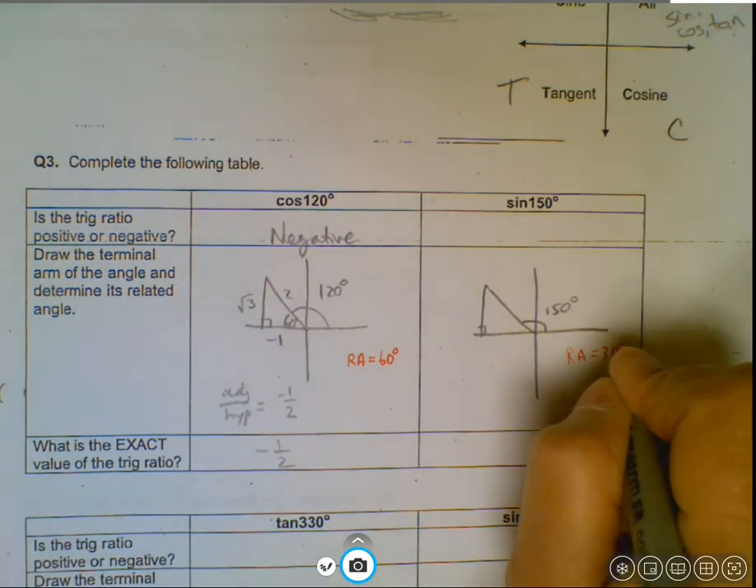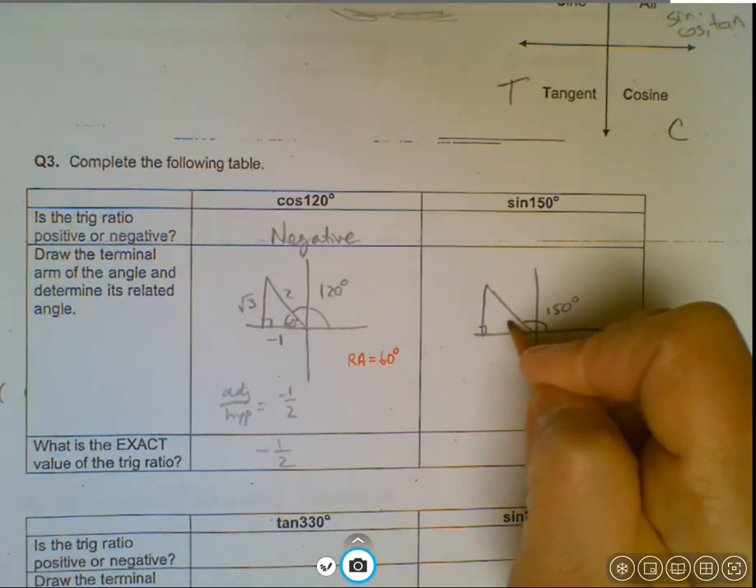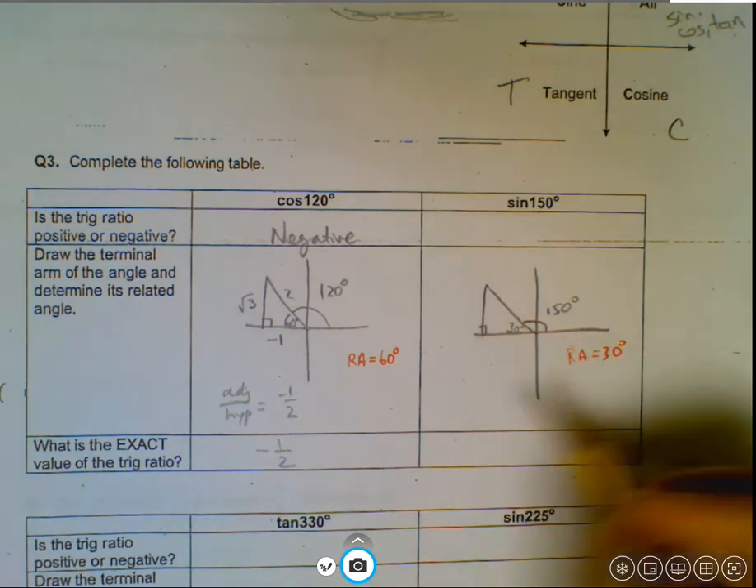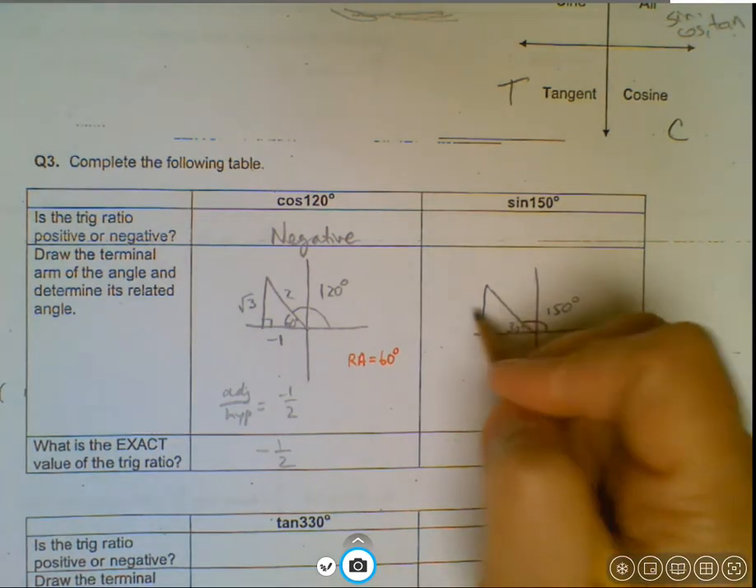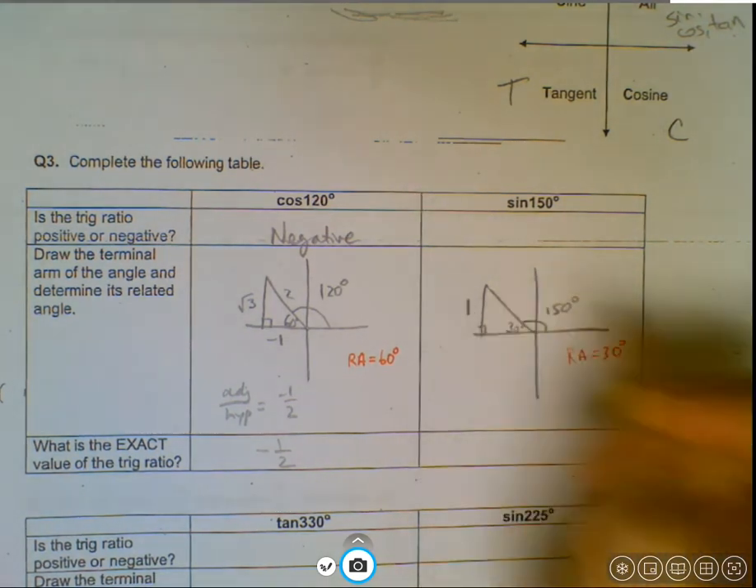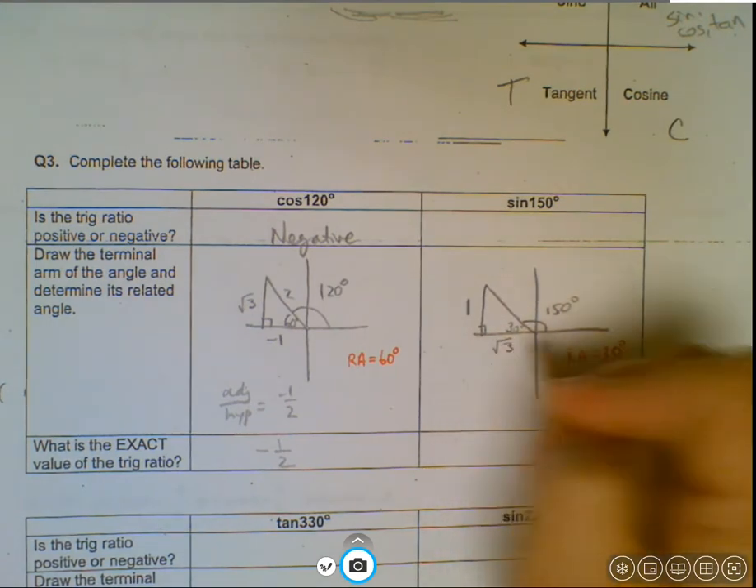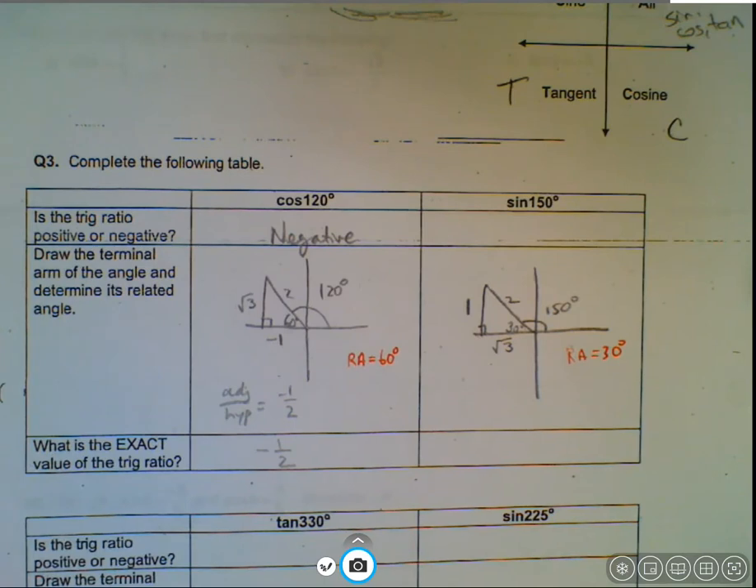Related angle is 30 degrees. It's the angle between the terminal arm and the x-axis, 30 degrees. Now I label this triangle because it's a special triangle. So across from 30 degrees is 1. Beside 30 degrees is root 3. And the hypotenuse is 2.